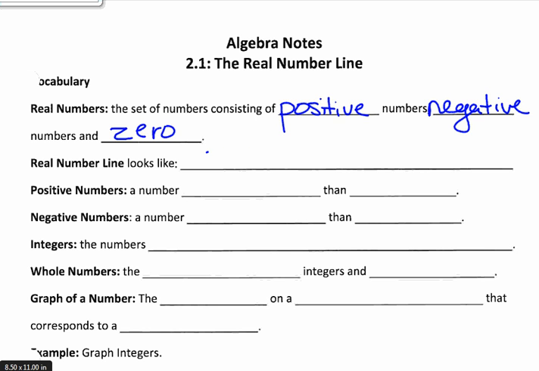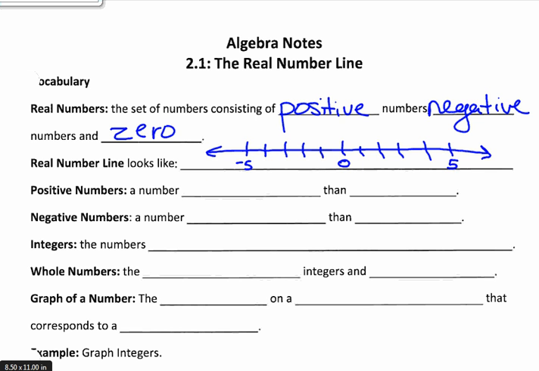Real number lines, I know you've done these before. They're lines with arrows on both sides. You could mark every one, but I'm okay if you just mark every 5, that way I can see what your scale is. Next one is positive numbers.